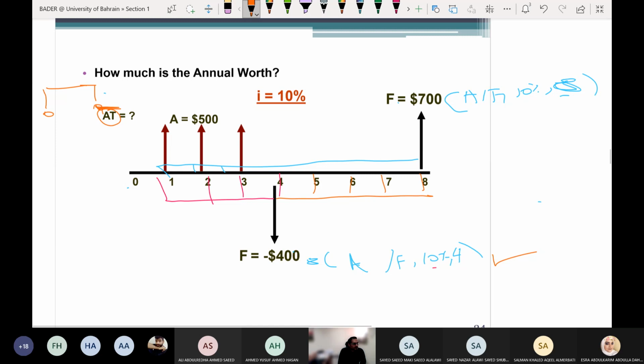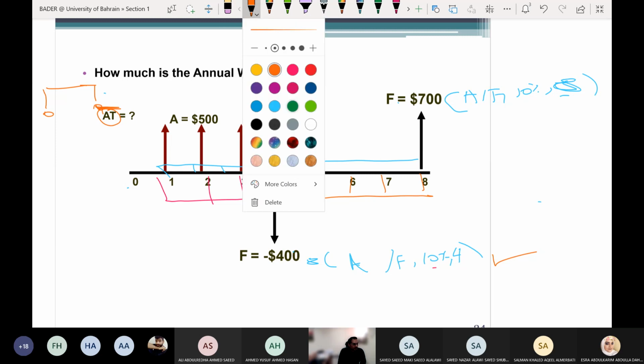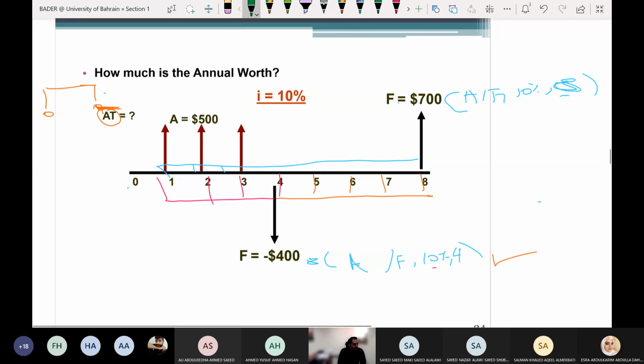Another student says to me, let me change the color so that we can be all on the same track. Said, find A, given F 10% at 8. Doesn't make sense. Which one is F if you're looking at 500? And some students just kept it as it is, 500. Now let me just take this out. If you think about it as just 500, most of you have done that. What is the issue here?